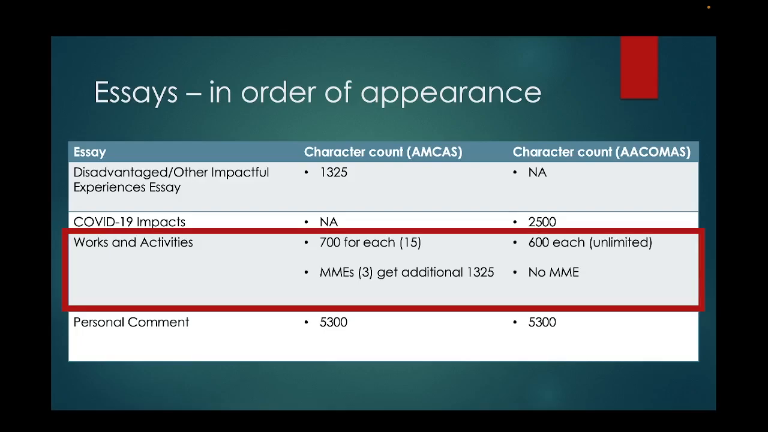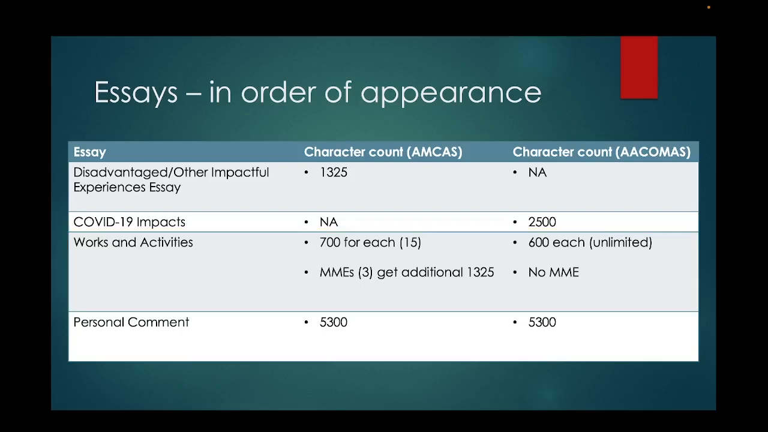AMCAS gives you 700 characters for each slot with a maximum of 15 slots. You can designate 3 slots as being most meaningful, which gives you an additional 1,325 characters, including spaces. AACOMAS gives you 600 characters for each slot and an unlimited number of slots, but there are no most meaningful experiences. And then your personal comment gets 5,300 characters for both AMCAS and AACOMAS.